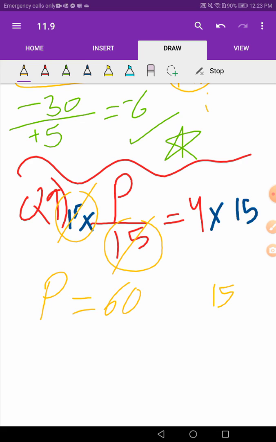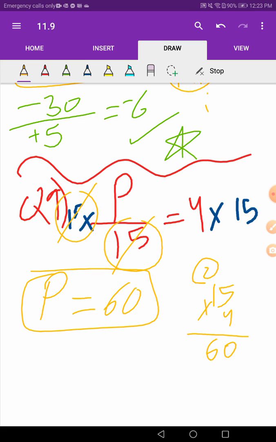Let's check. 15 times 4. 4 times 5 is 20. 4 times 1 is 4, plus 2, 6. Yes, it's right, it's 60. And also, you can check your work by replacing the P over here by 60. Is 60 divided by 15 equal to 4? Yes, it is.